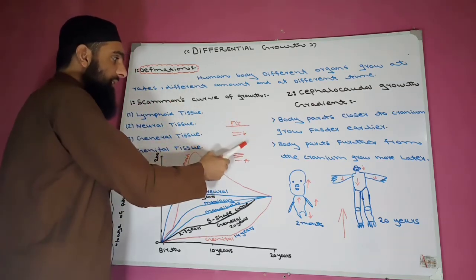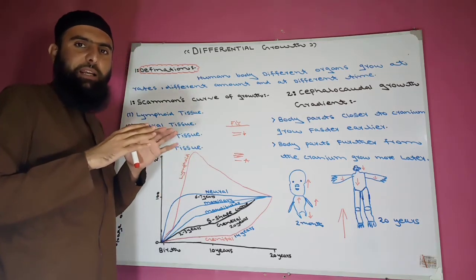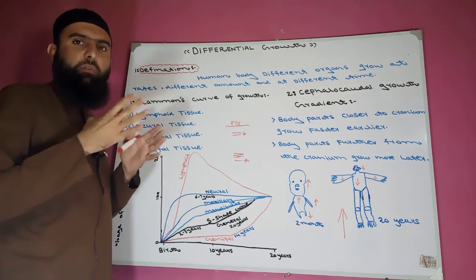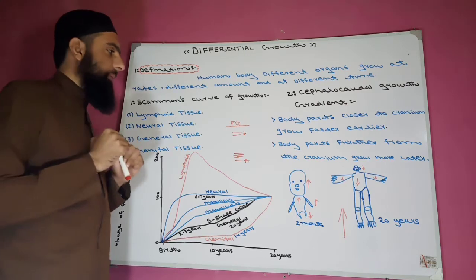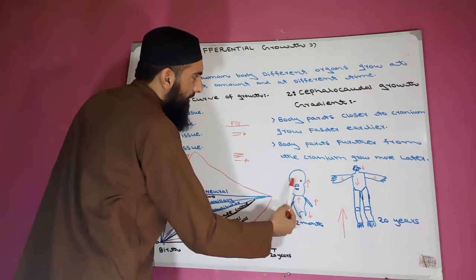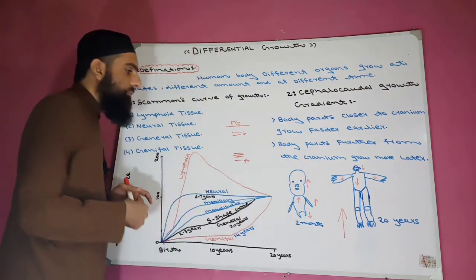But structures which are near to the cranium grow in the earlier age of children, like 2 months, 4 months, 8 months, 1 year, 2 years. Now, these two sentences we understand from this diagram.